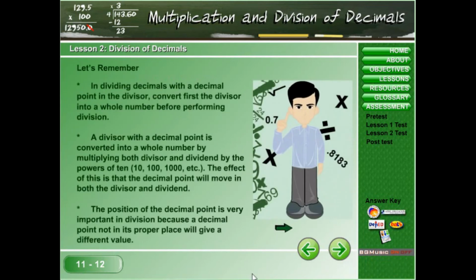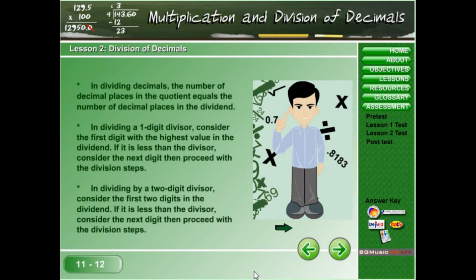Let's remember, in dividing decimals with a decimal point in the divisor, convert first the divisor into a whole number before performing division. A divisor with a decimal point is converted into a whole number by multiplying both divisor and dividend by the powers of 10: 10, 100, 1000, etc. The effect of this is that the decimal point will move in both the divisor and dividend. The position of the decimal point is very important in division because a decimal point not in its proper place will give a different value.